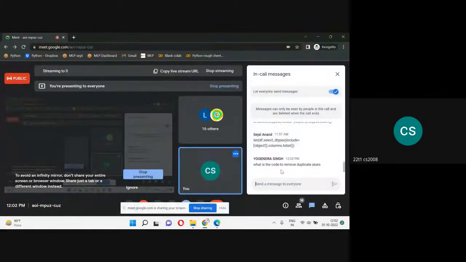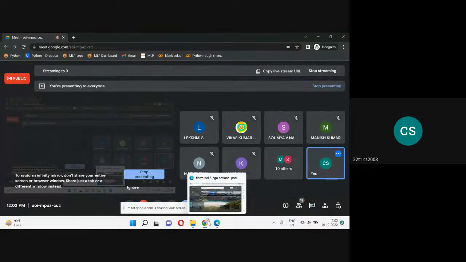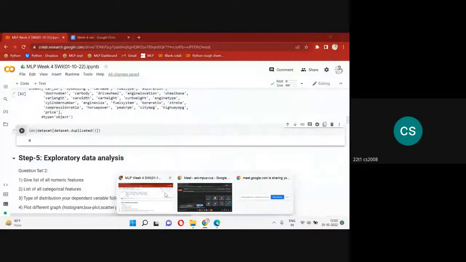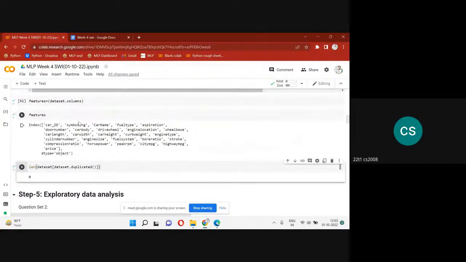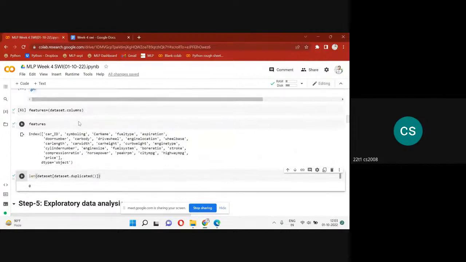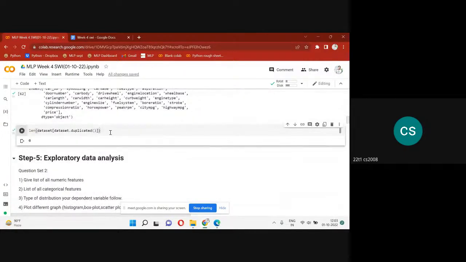So what is the code to remove duplicate values? You can drop them directly with df.drop_duplicates to drop all the duplicate values. Or to drop the NA values, you have df.dropna. By using drop underscore NA, right? Drop underscore NA. Yeah, that only.